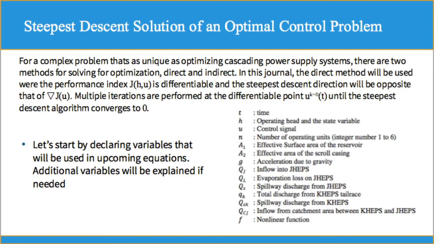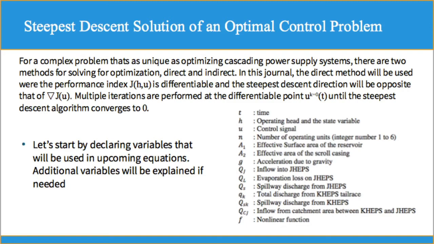Along with the performance index function, we also have a collection of variables here on the right of the screen. T for time, H for the operating head size, that's going to be in meters. U is the control signal, that's going to be a function.